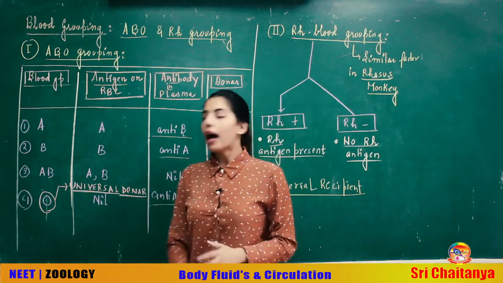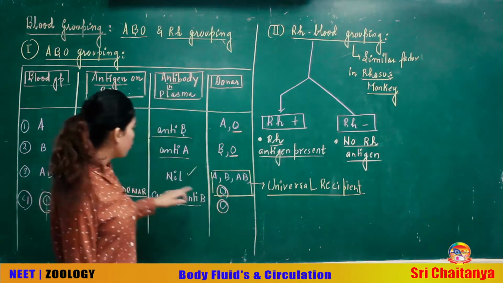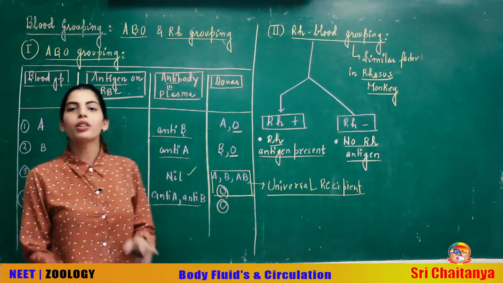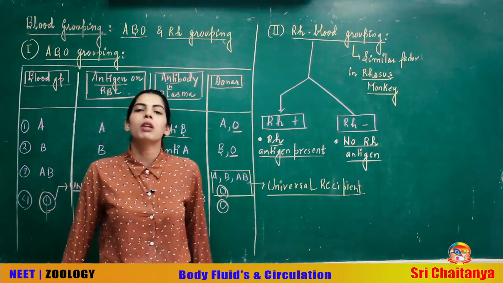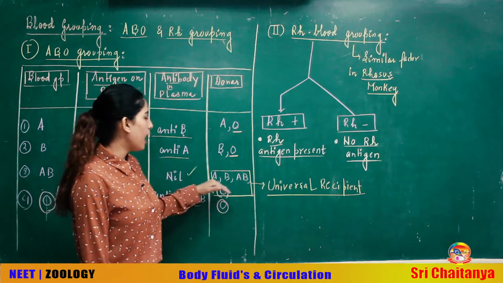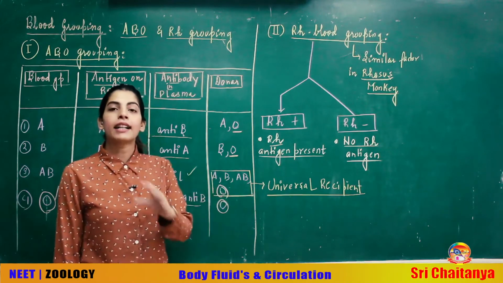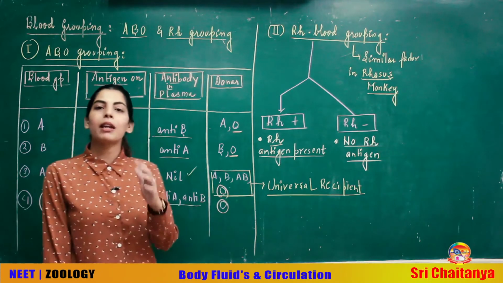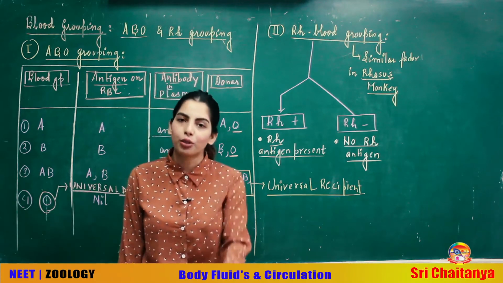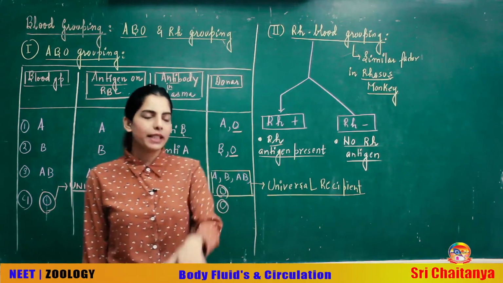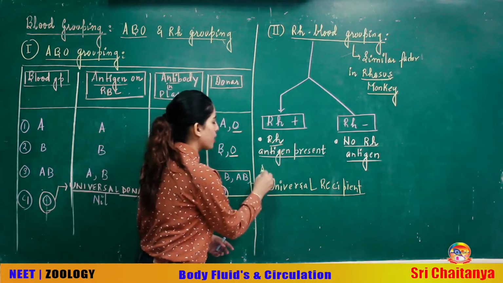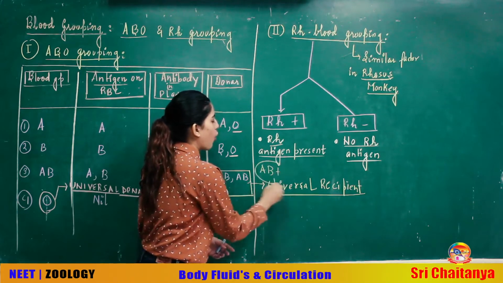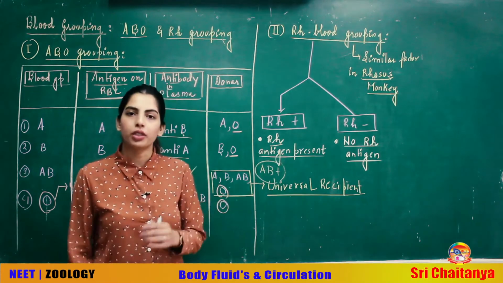Clear? If you have AB blood group, do you have any antibodies? You don't have any antibodies. You can receive blood from any person, A, B, AB and O. And that's the reason why AB blood group is universal recipient. Actually, you will say that AB positive, I will tell you why. AB positive is universal recipient.